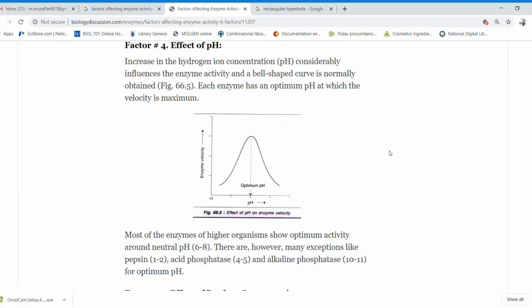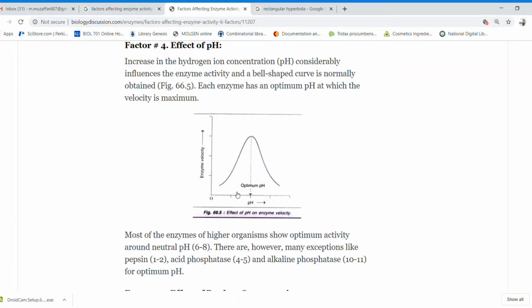Let us begin with the next factor, that is the effect of pH. pH is the concentration of H plus ions. As you can see in the graph here, this is the pH value which ranges from 0 to 14, and 0 to 6.5 is acidic, 7.5 to 14 is alkaline, 6.5 to 7.5 can be called neutral, but basically 7.0 is the most neutral point.